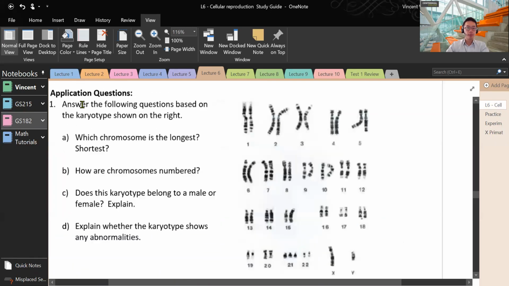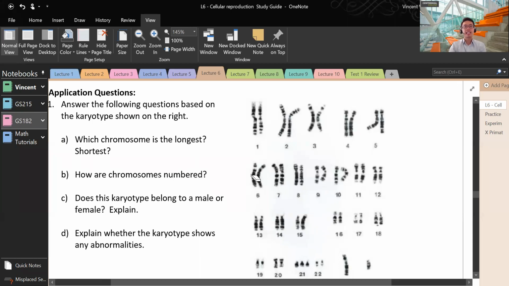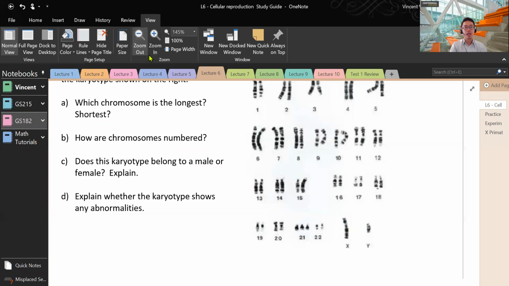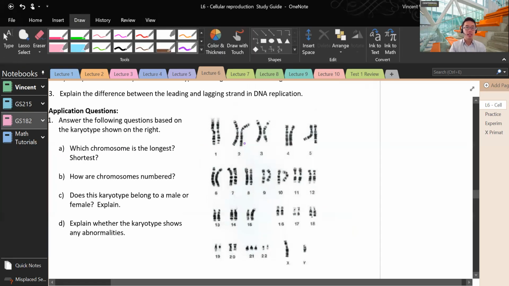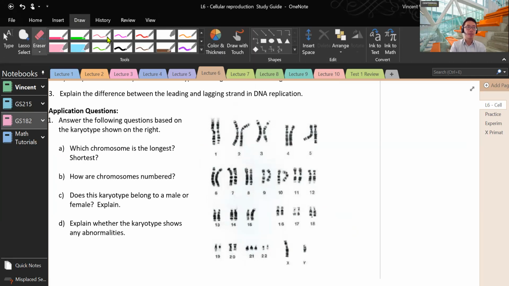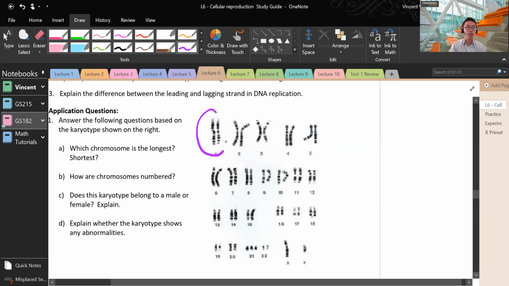Application question. Answer the following question based on the karyotype shown on the right. This is a karyotype, right? A karyotype is an orderly arrangement of chromosomes extracted from your cells. So which chromosome is the longest? Which one is the shortest? These are arranged based on the length, and you can see chromosome 1 is the longest, and the shortest is chromosome 22.